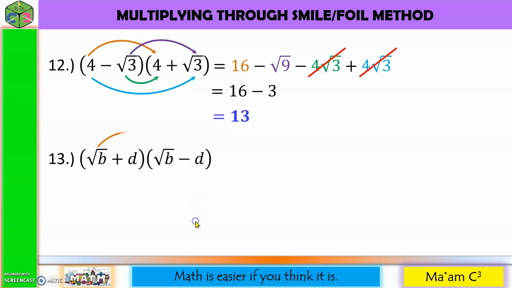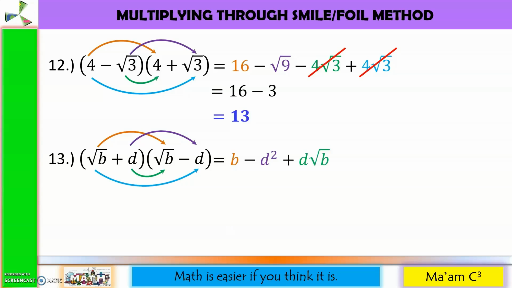Another one, so we have square root of b times square root of b is b. And then d times negative d is negative d squared. And then d times square root of b is positive d square root of b. And then square root of b times negative d is negative d square root of b. Positive d square root of b and negative d square root of b will be cancelled out. So this will be our final answer. Do you now see why I call it SMILE method?